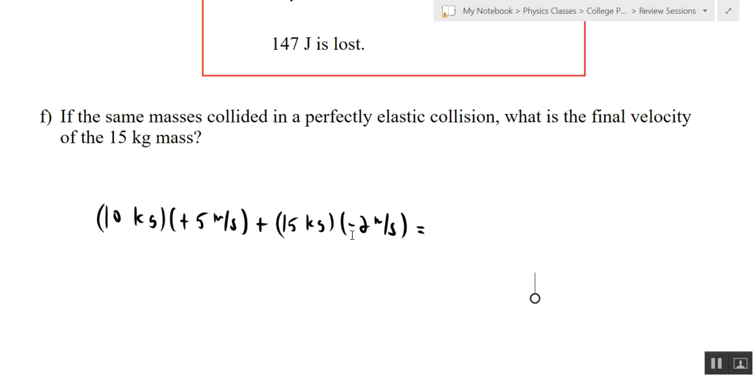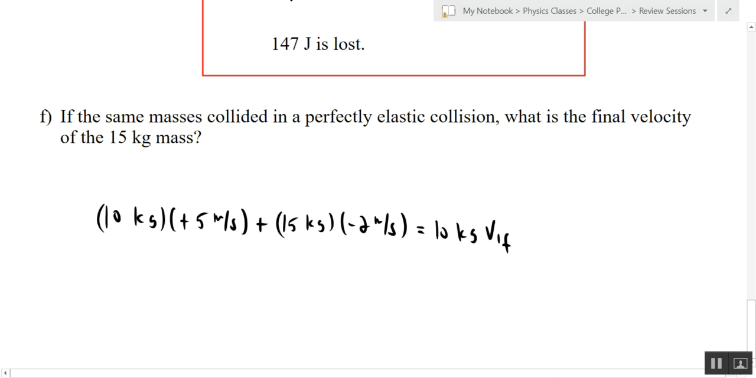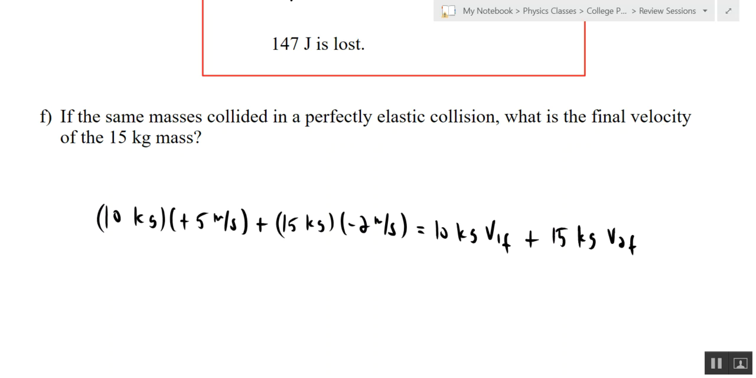However, after they collide, they're not stuck together anymore, right? Because it's an elastic collision, not inelastic. So this mass here, I'll call that mass 1, is moving at some velocity, v1f, after they collide. And this mass 2, which I'll call the 15 kilograms, is moving at its own velocity after they collide because they're not stuck together anymore. So there's 2 things you don't know, which is v1f and v2f.